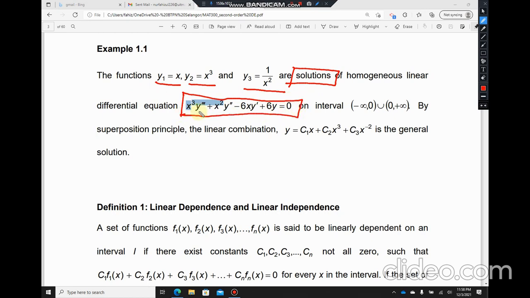Nanti next topic kita akan belajar macam mana daripada this linear differential equation, macam mana awak dapat solution yang ni. Awak akan dapat 3 solution, y1, y2, y3. So yang tu nanti kita akan belajar untuk next topic. Tapi topik yang ni kita tengok dulu apa kegunaan superposition principle.